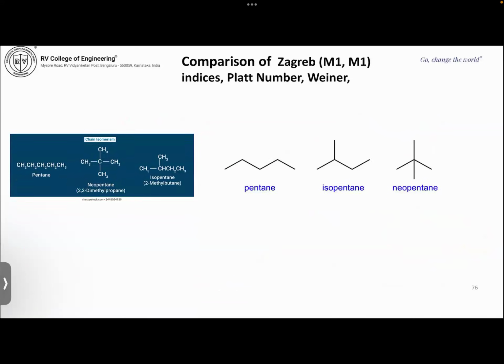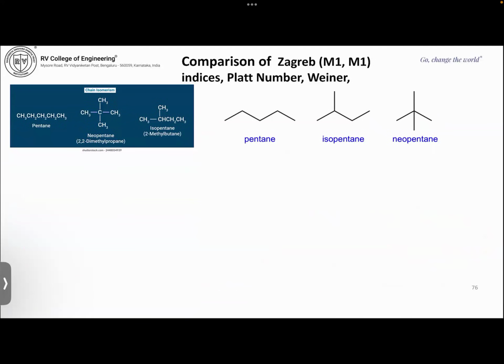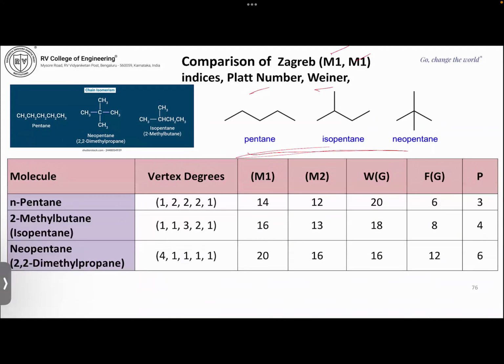Okay. So this is the slide showing the comparison of all the 3 topological indices, starting from Zagreb 1, Zagreb 2 indices, Platt number, and Wiener number for all the 3 isomers: pentane, isopentane, and neopentane. So this is wrong. This is around 14. So this is a spelling mistake. This is a printing mistake.